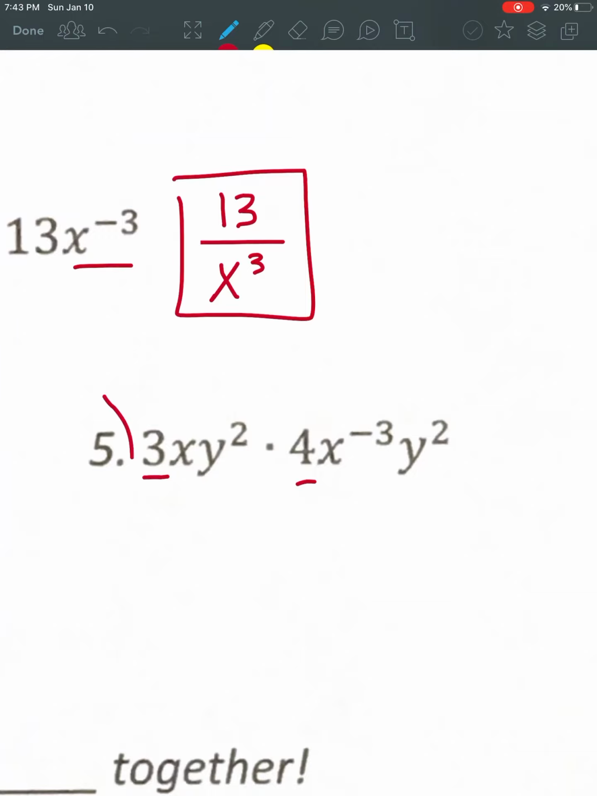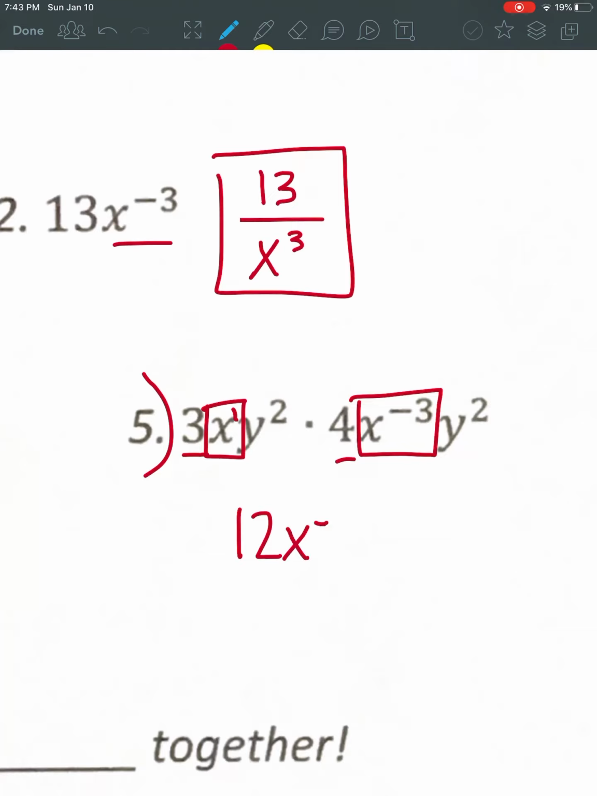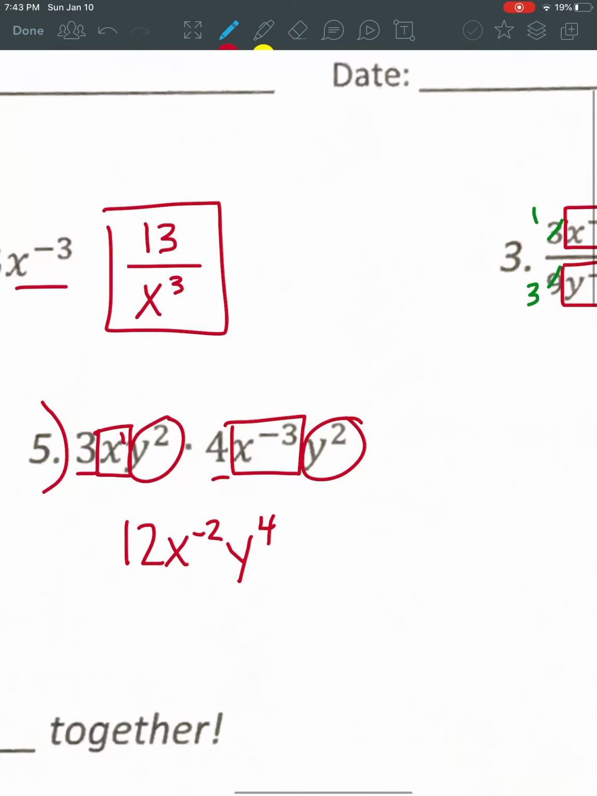Again, multiply your coefficients. Don't let that 5 confuse you. That kind of confused me for a second there. 3 times 4 is 12. Then we have x, this is to the first power, remember, and x to the negative 3rd. So 1 plus negative 3, we get x to the negative 2nd power. Then we have y squared, so y, add them, to the 4th.